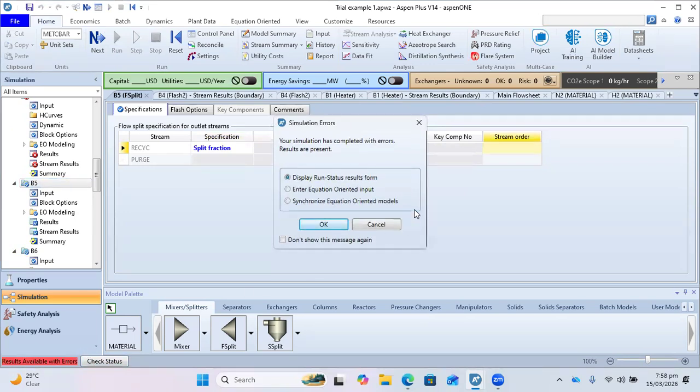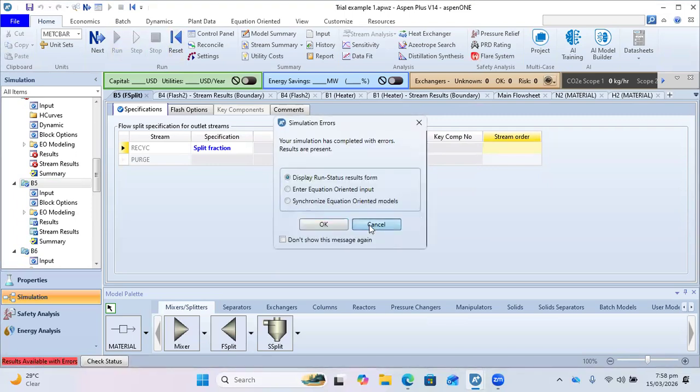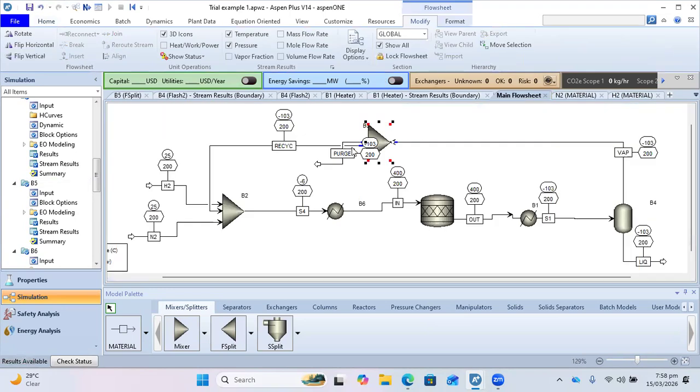So this is another challenge because sometimes you may not know the split fraction that would give you satisfactory results. So this is also another case where you may have to iterate quite a lot. So this isn't working either. If we try something like 0.3 for the recycle, this time our results are available. We don't have any errors, right? So these are some of the things that we can do.